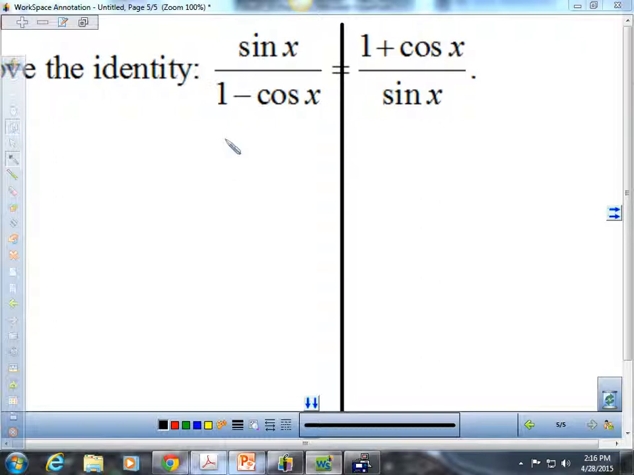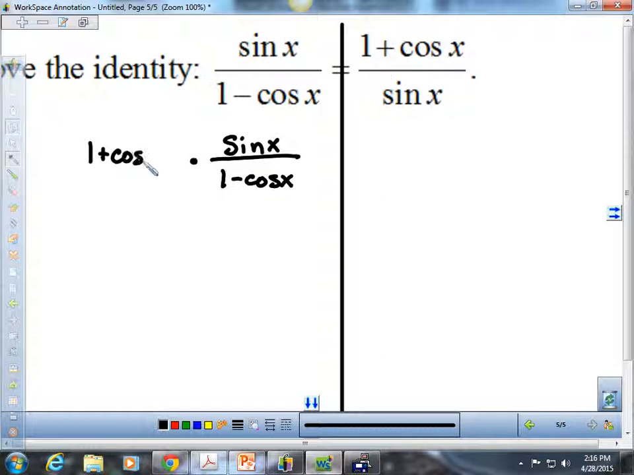So I'm going to multiply it by 1. I'm going to take my sine x over 1 minus cosine x, and multiply it by 1. What is that form of 1 going to be? What do I want to have up top? I want to have 1 plus cosine x up on top. So I'm going to multiply it by 1 plus cosine x over 1 plus cosine x. Look at your goal, Dawson. What do I want to have in my numerator? So that's what I'm going to multiply by.